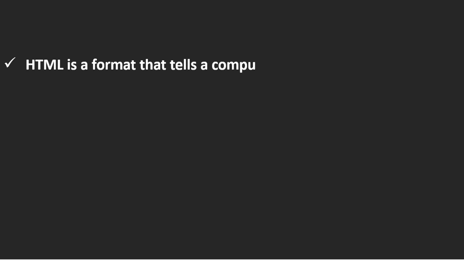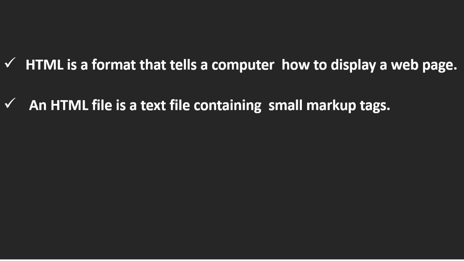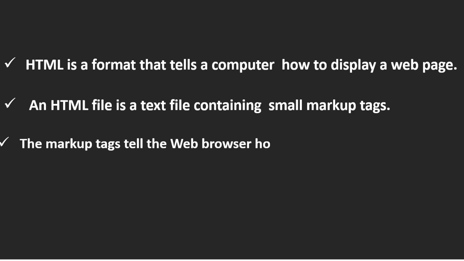When we talk about HTML, then the first question is, what is an HTML file? So HTML is a format that tells a computer how to display a web page. An HTML file is a text file basically containing small markup tags. We will discuss markup tags. The markup tags are what? Markup text tells the web browser how the web page will look like, isn't it?